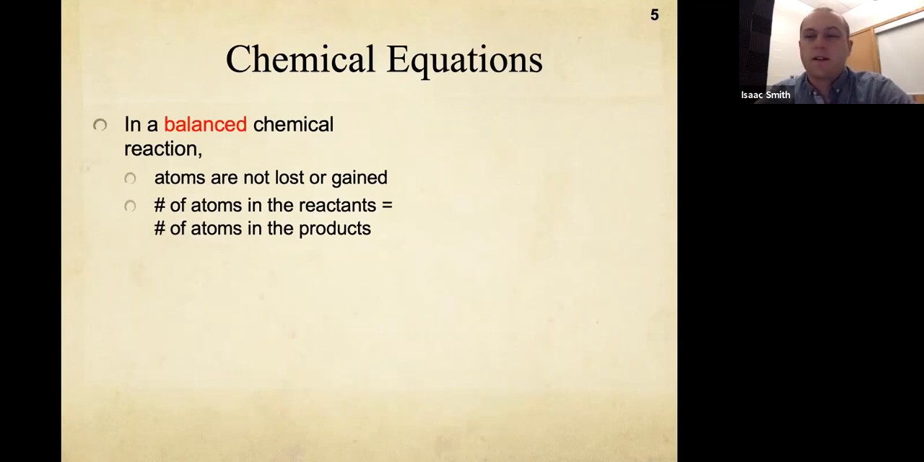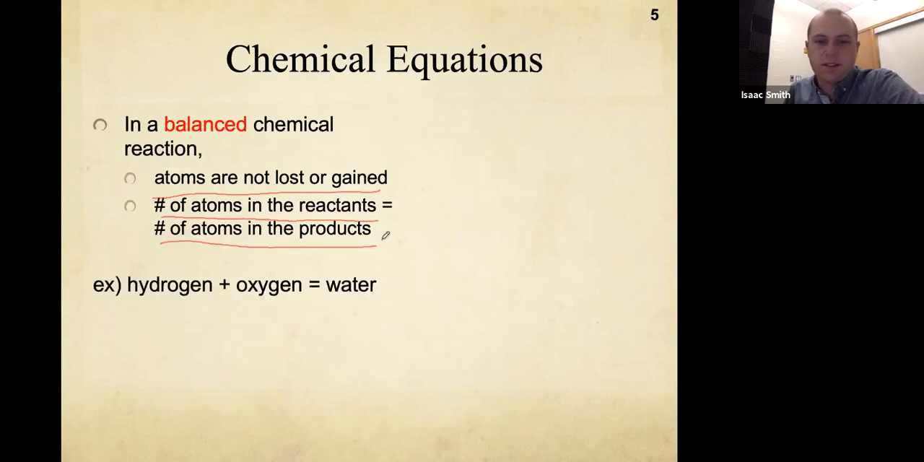So sometimes a chemical equation as written will not be balanced. So you might have more hydrogens on the left side than on the right side or something like that. So we're going to talk about how to balance these to make them more accurate. In a balanced chemical equation, you want to make sure atoms are not lost or gained. So the number of atoms in the reactants needs to equal the number of atoms in the products, just like we saw on the previous slide.